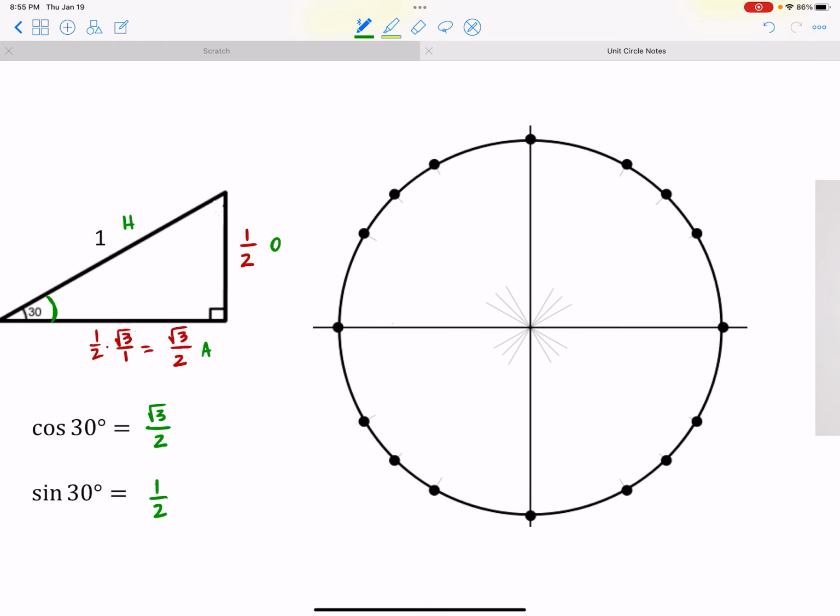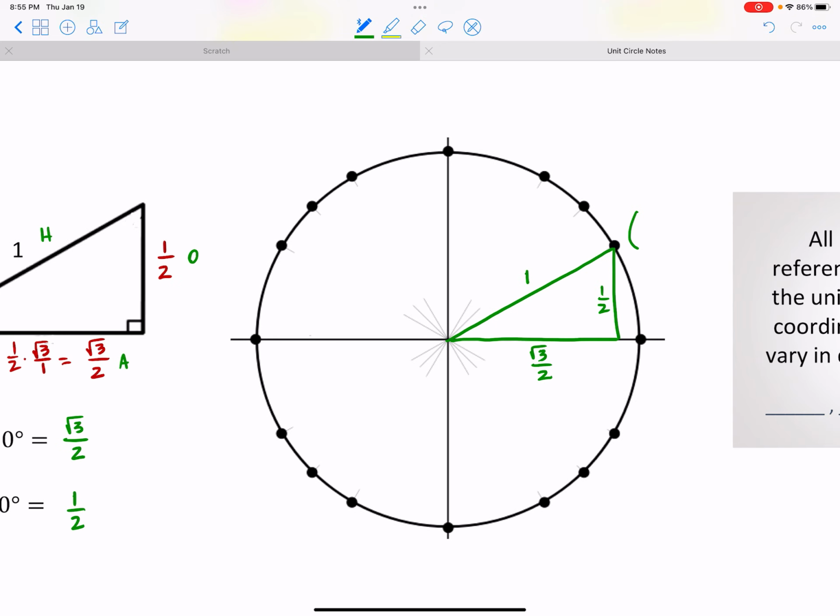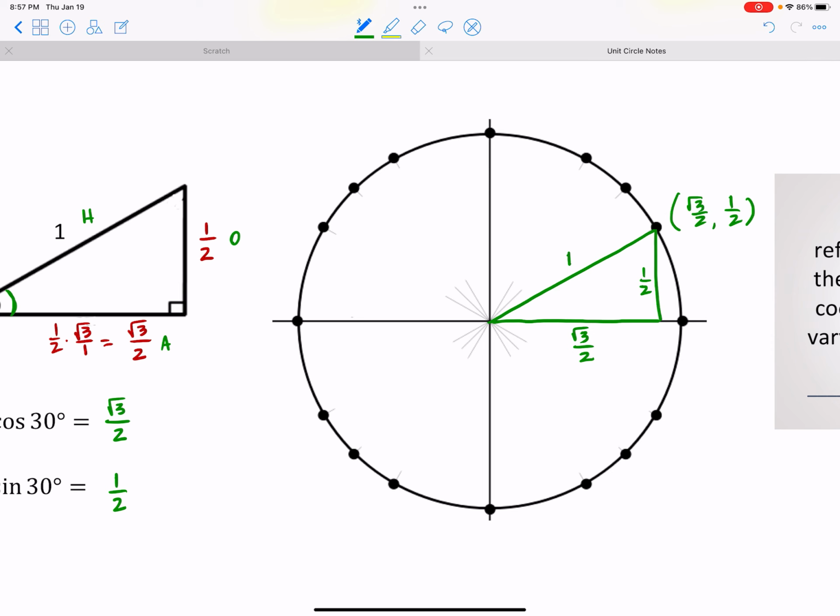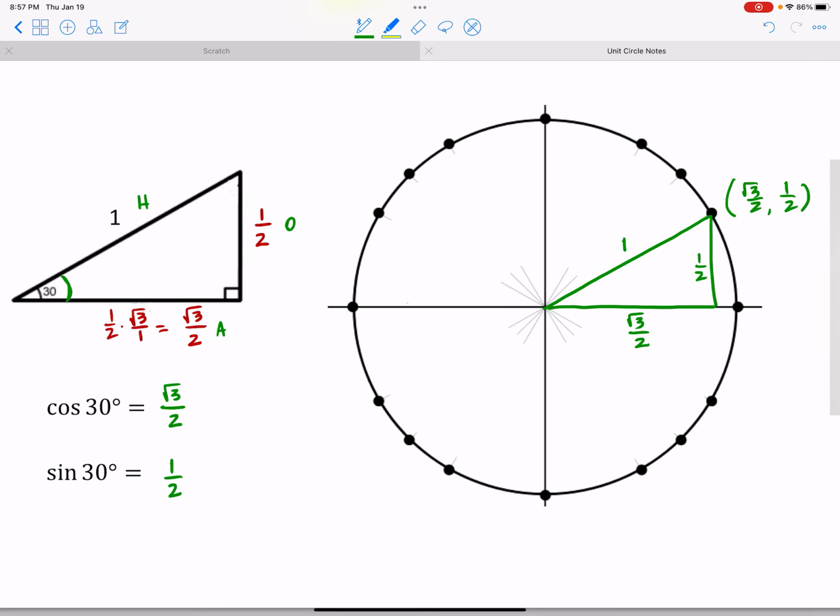If I translate this triangle to my unit circle, same exact triangle. Okay, again, a hypotenuse of 1 is a radius of 1 in that unit circle. I'm going over radical 3 over 2 units here, and I'm going up 1/2 of a unit here, which means the coordinate where this triangle intersects the unit circle is radical 3 over 2 and 1/2. Okay, and what that coordinate is showing me, again, is the sine and cosine for my 30-degree angle.